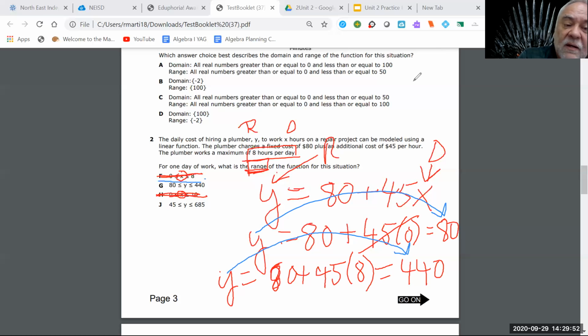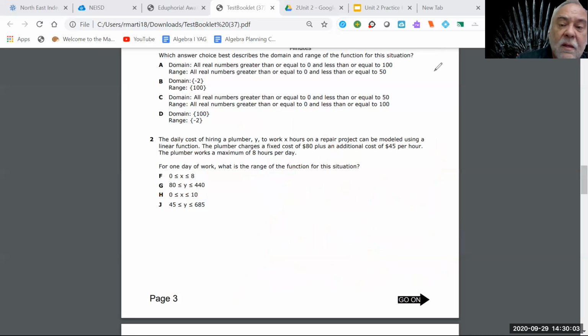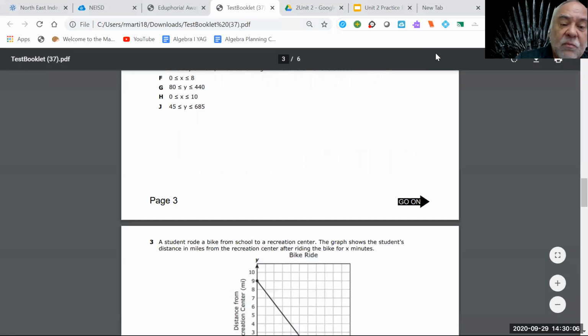Look at that. 80 is less than or equal to y, which is less than or equal to 440. So the answer G is the right choice for that one. Okay, let's do number 3 here.